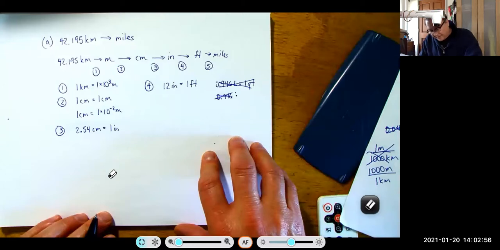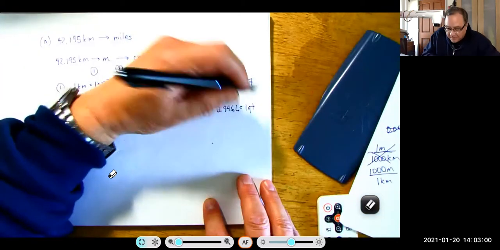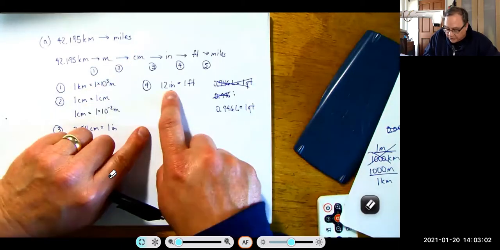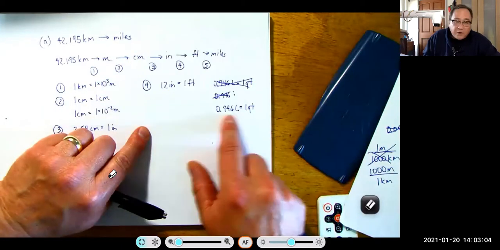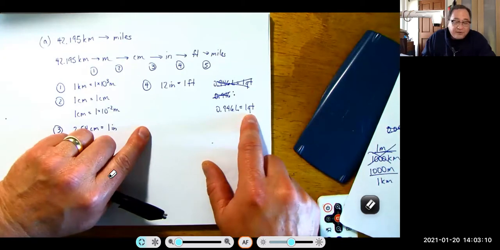No, I wrote it right. I doubted myself. Bigger number with the smaller unit. So which number is bigger, 1 or 0.946? 1. So the quart is the smaller unit.